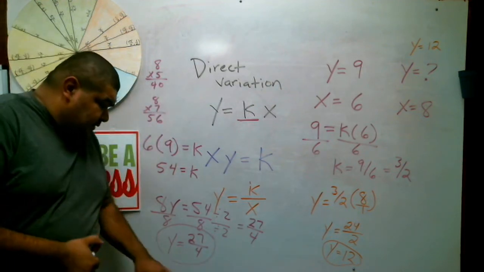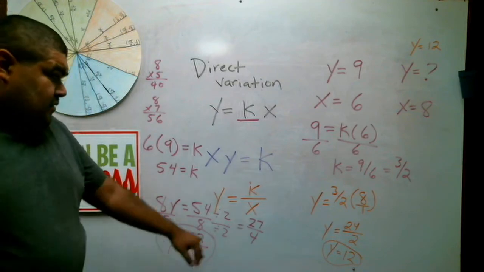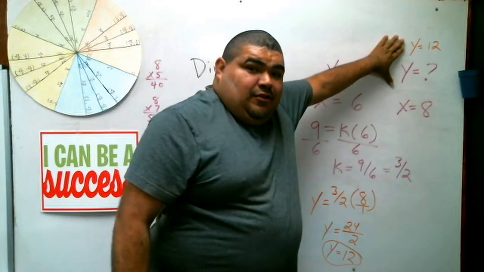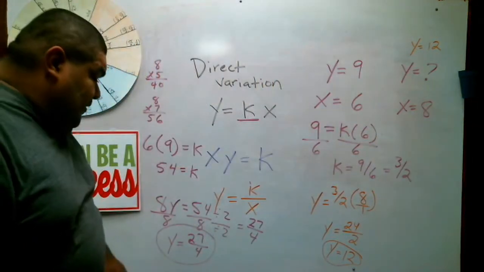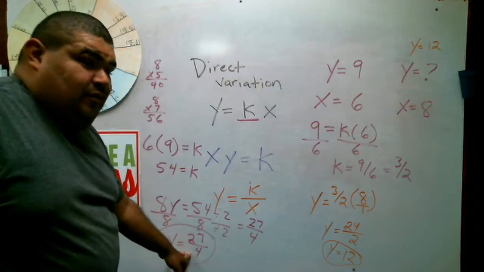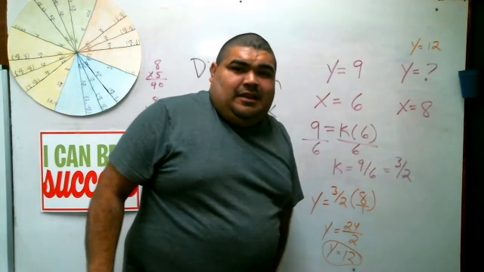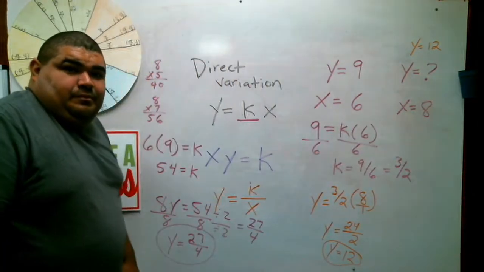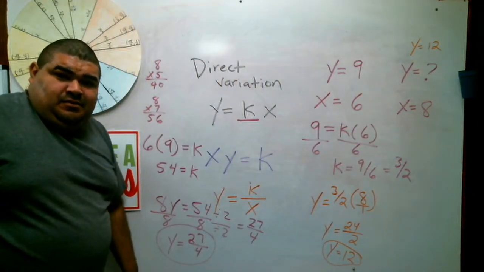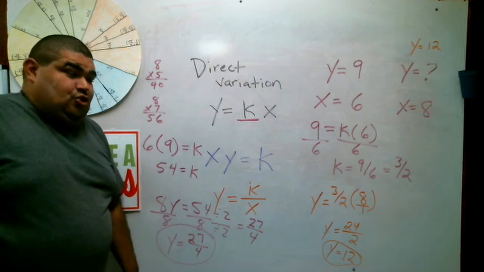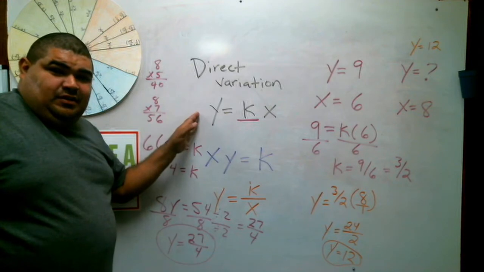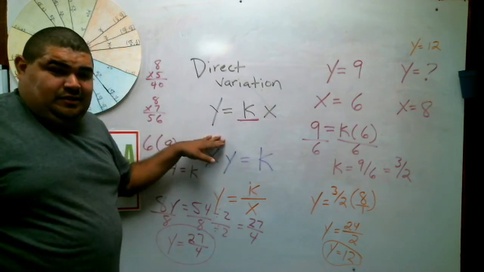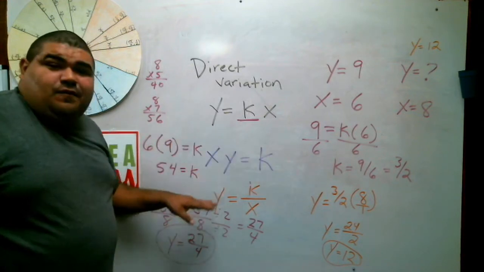Okay, so for y, for a direct variation, you have 12 and 8. For its inverse, you have 27 over 4 and 8. Okay? Make sure you write it all down. Make sure, again, you use both equations. You use a direct variation equation, which is your basic origin, and then you pick one of the two for its inverse.